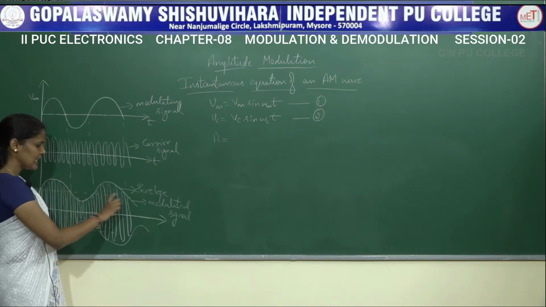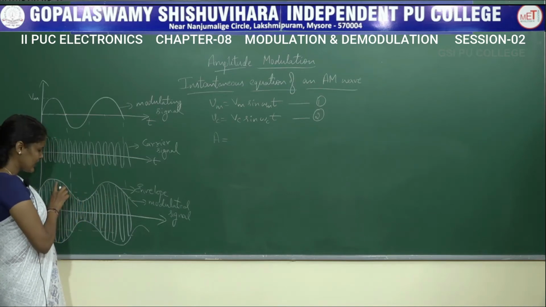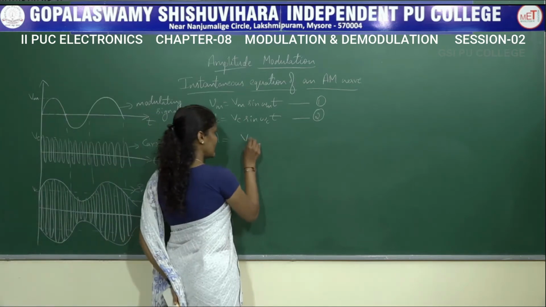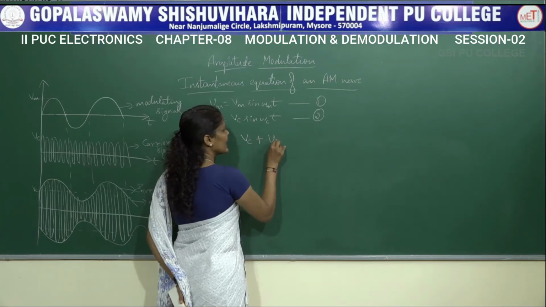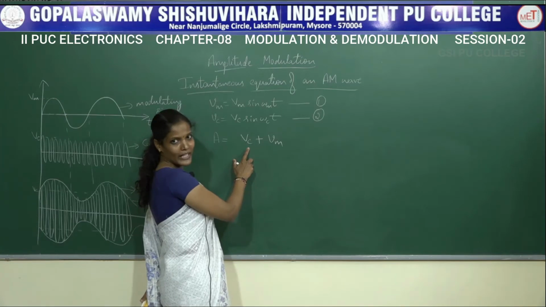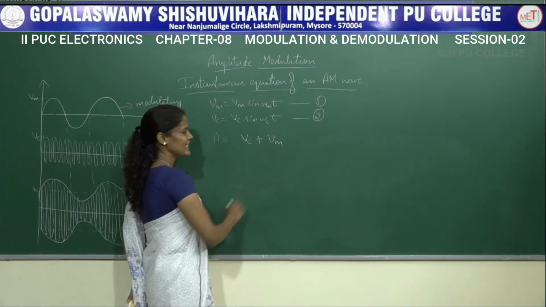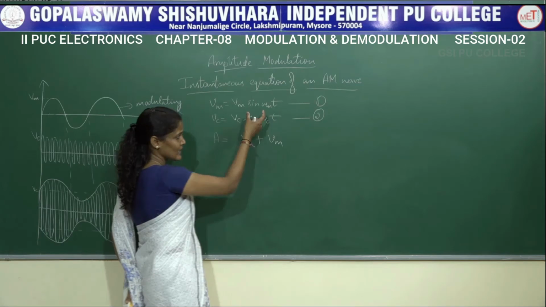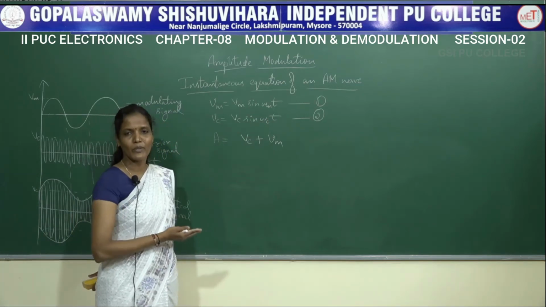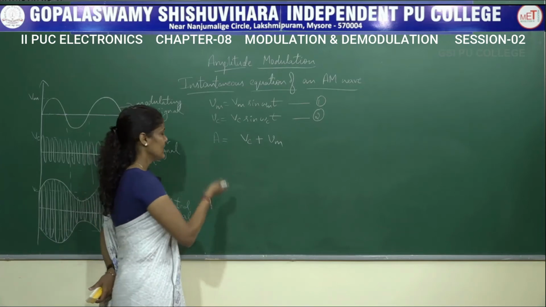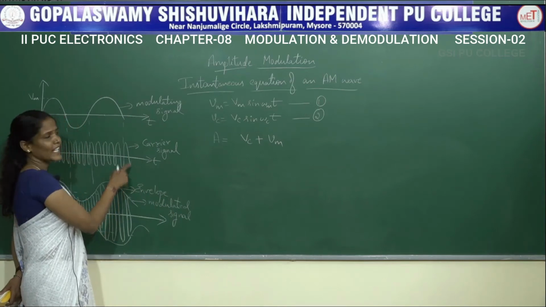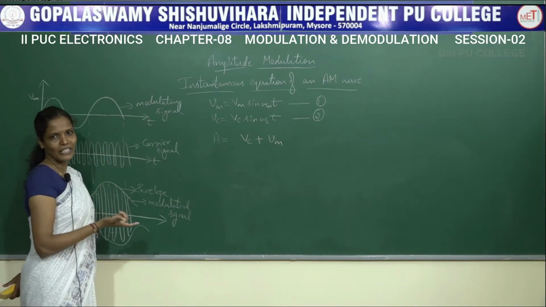Starting initially it is Vc, then some times it increases above Vc and some times it keeps on reducing below Vc. So Vc plus Vm. I have written capital letter Vc, that is the amplitude of a carrier signal, plus the instantaneous value of this modulating signal, that is small letter Vm. Because the definition of amplitude modulation tells me exactly that: the amplitude of a carrier signal varies in accordance with the amplitude of a modulating signal.